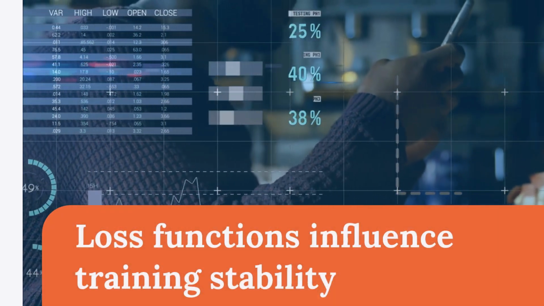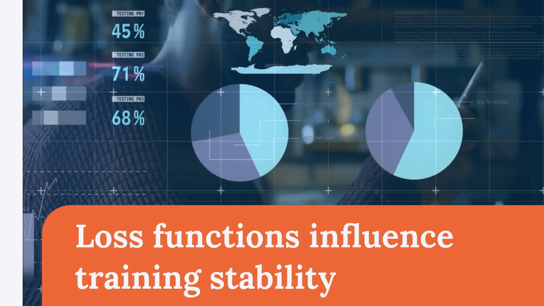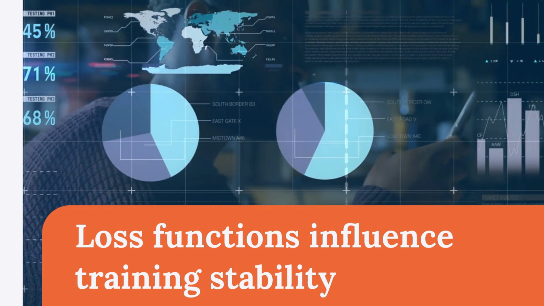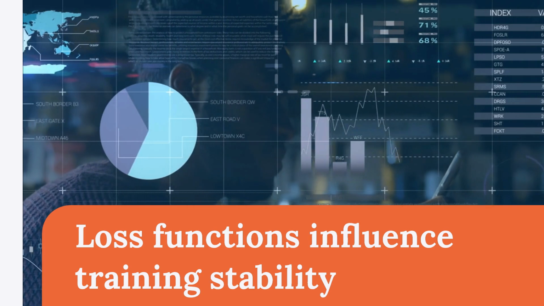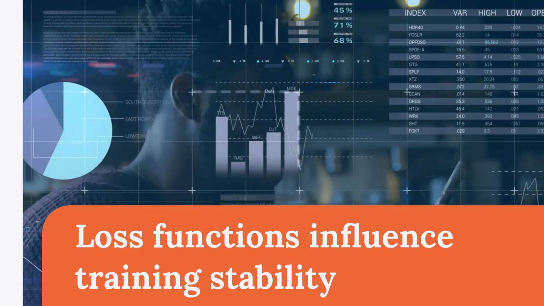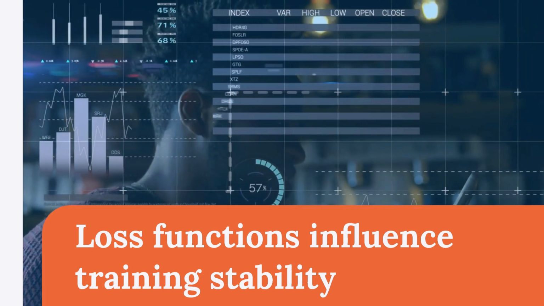Loss functions define what the network aims to minimize. Mean-squared error is used for regression tasks. Cross-entropy loss suits classification tasks. The loss function's shape affects gradient behavior. It directly influences convergence, speed, and training stability.